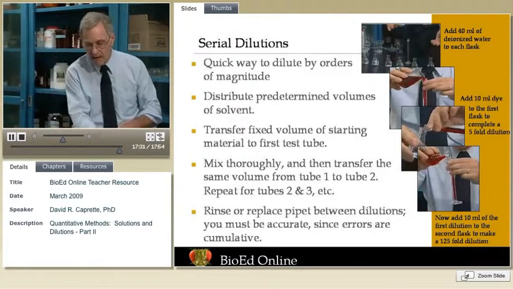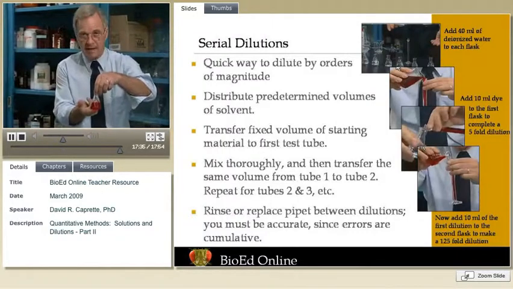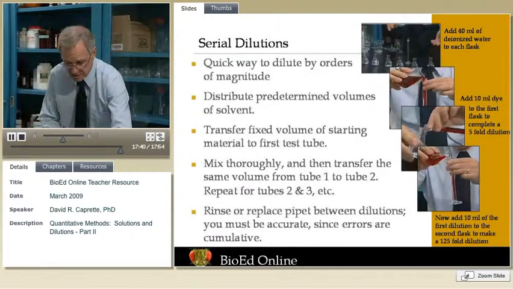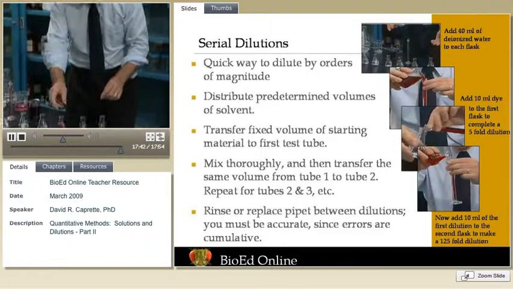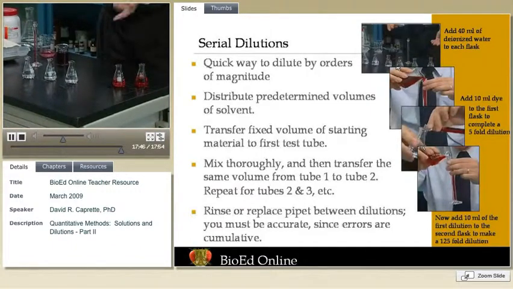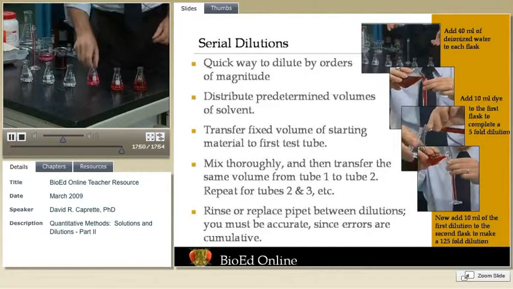If you want to go down faster in orders of magnitude, make your dilutions 1 to 10 instead of 1 to 5. You can make them 1 to 20 if you want to, whatever you'd like to. This is very convenient. Just keep in mind that errors are accumulative. If we're making a 10% error each time we do these mixes, we could be way, way off by an order of magnitude by the time we get down.